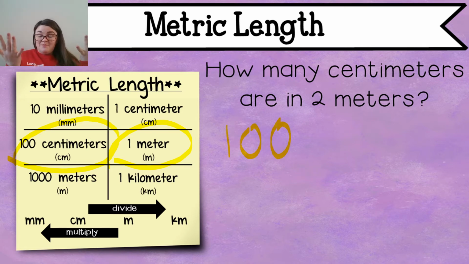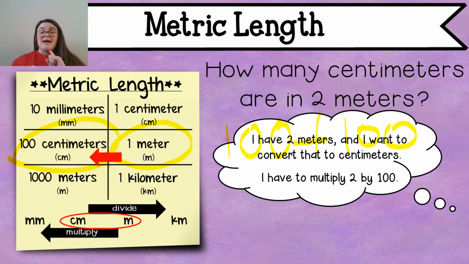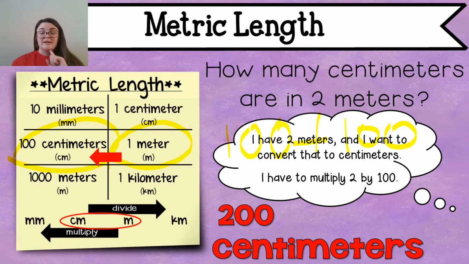solve that problem? I have 2 meters and each one's worth 100, then I need to add 100 plus 100. Do that problem on your own now. What's 100 plus 100? Your answer should be 200. So if I have 2 meters and I want to convert them to centimeters, then I would find that 1 meter equals 100 centimeters, add 100 plus 100, and then my answer is 200 centimeters. This tells me my answer by using the conversion chart.